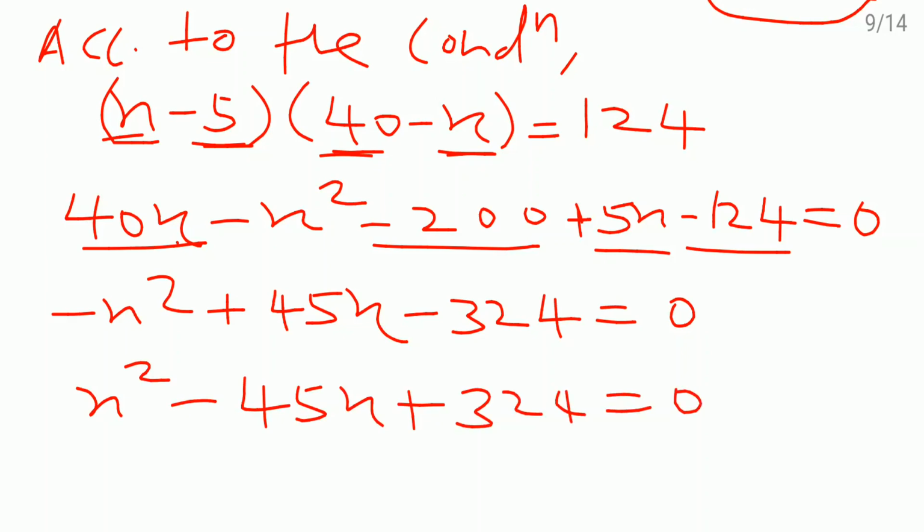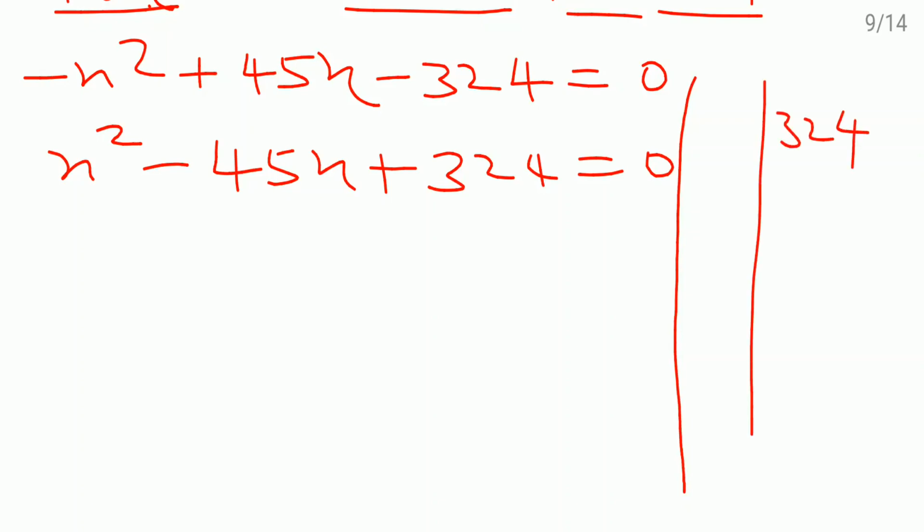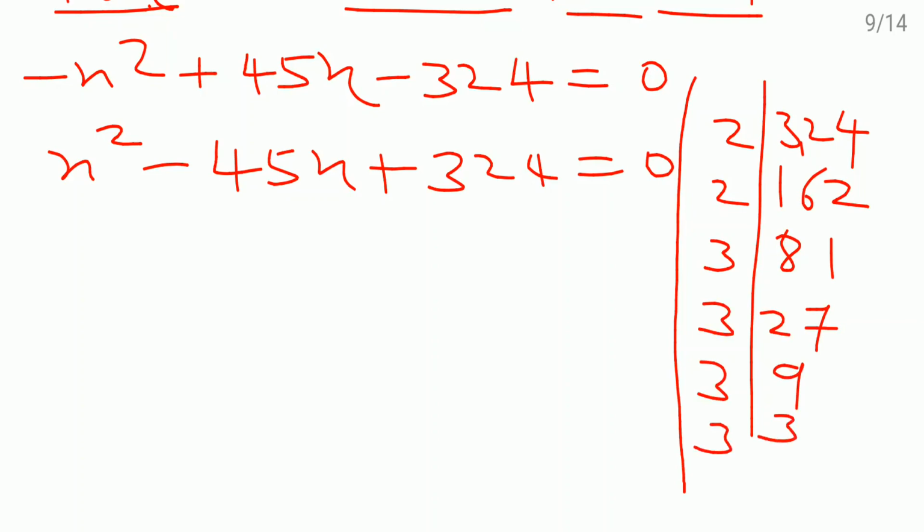Now just look at this equation properly. What's supposed to be the product here? The product is supposed to be 324 and the sum is supposed to be minus 45. So we need to choose two numbers. If it is a little difficult to choose this way, what will we do? We will do a little rough work. We'll write down the prime factors of 324.